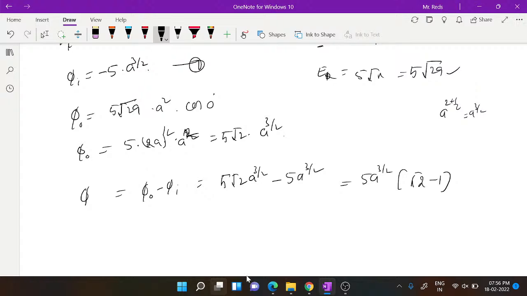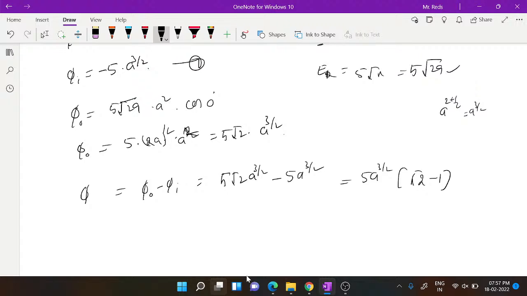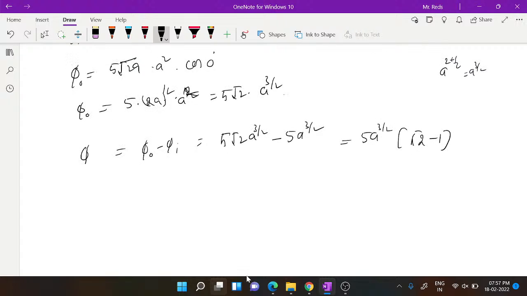Why have they taken a power 5 by 2 here? It is a power 3 by 2 only. For the flux through the cube and the charge within the cube, assume a equal to 1. They have taken a equal to 1. So this is the total flux: if a is equal to 1, then the flux is 5 into 1, which is 5.